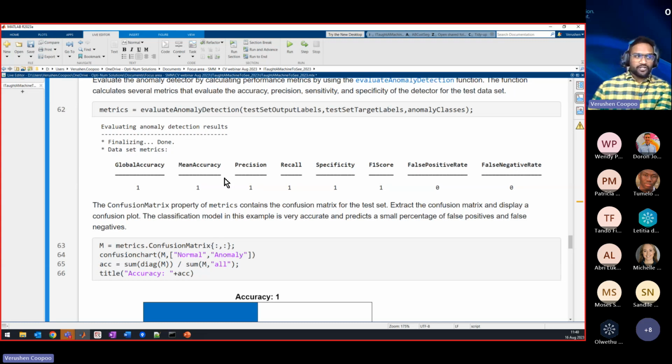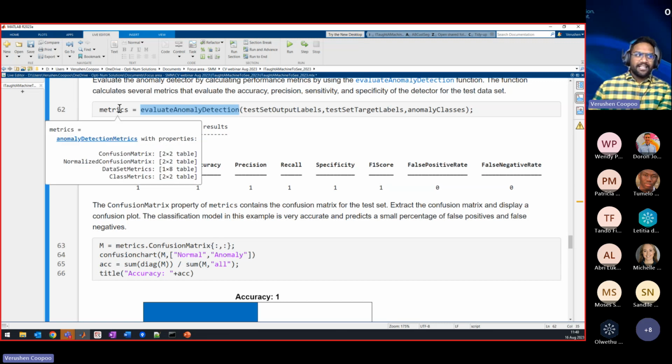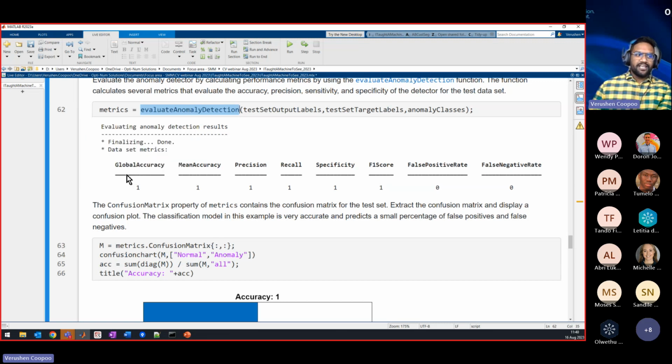But what I want you to focus on is this function over here, evaluate anomaly detection. And that has given out these metrics that we can see here. I've worked on several classification problems, and usually, before I knew about this function, I ended up calculating these very important statistics from scratch. But it's quite cool to see that there's a function which does it all for you. And you can get specific statistics like precision, recall, F1 score, and specificity, in addition to things like the mean and global accuracy.